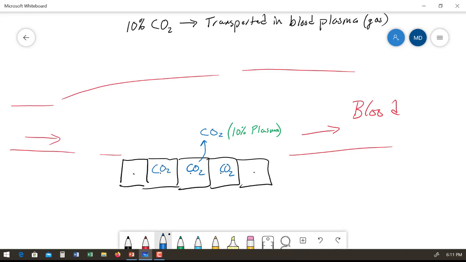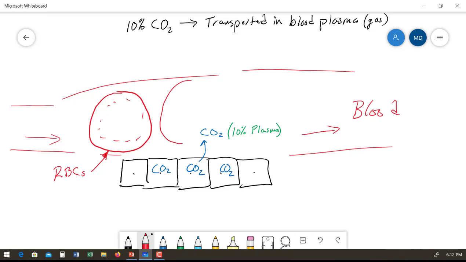Some of the CO2, well, obviously there's another 90% that we have to deal with, is not going to be transported in the plasma. That portion of it is going to be dealt with in some way by the red blood cells themselves. So let's make some rather large red blood cells here. These are red blood cells, oversized a little bit. I'll put a little dash around them to show the red blood cells. Let's draw another one real quick here too. Not my prettiest drawing, but whatever.